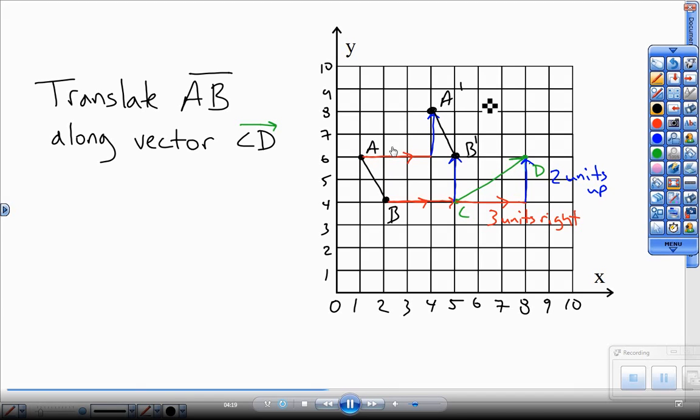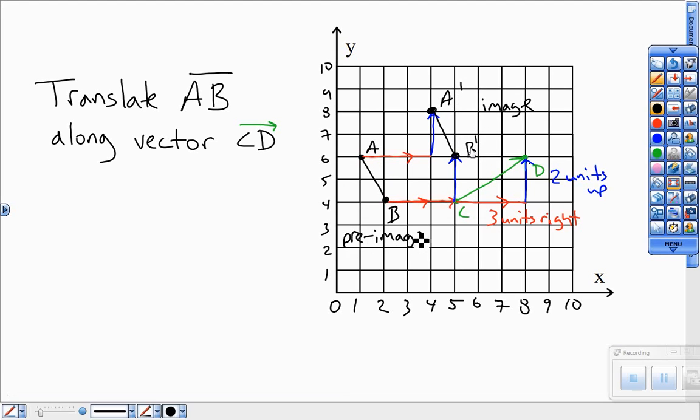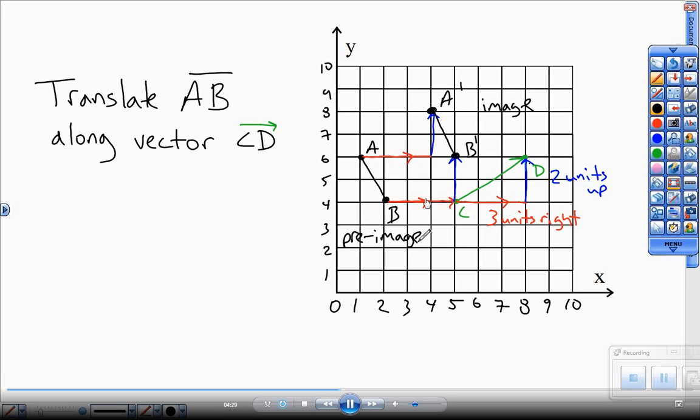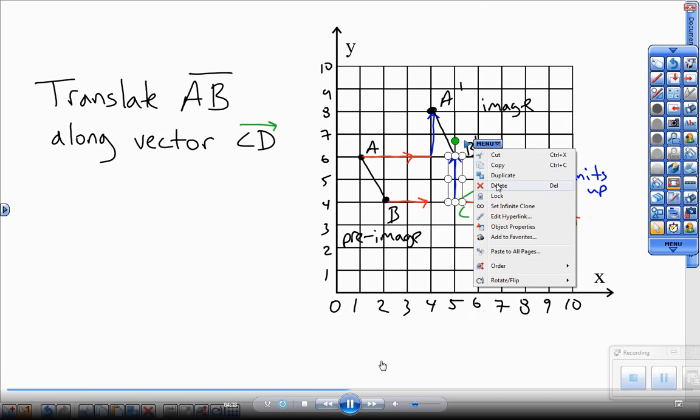This is my pre-image because there's just A and B. And this is my image after the move because I could see these little prime marks. And what you might want to do is erase all these lines in here just so it's easier and clearer to see. So I'm going to erase all those.